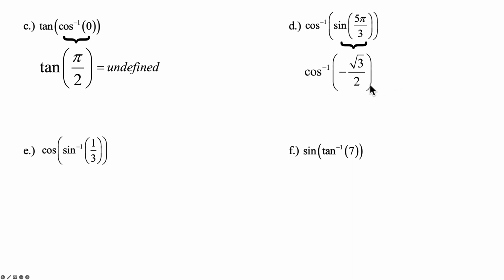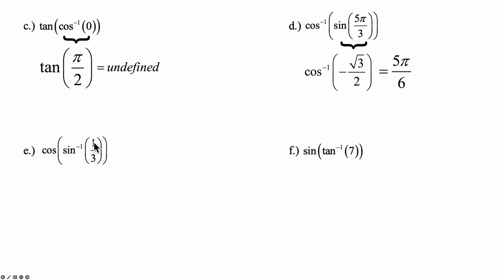Now we take the inverse cosine of this negative square root of 3 over 2. For inverse cosine, if you check our chart so far, that puts us in quadrant 2. All right, so that's a 30-degree reference angle, and quadrant 2 would be 150 degrees or 5 pi over 6.